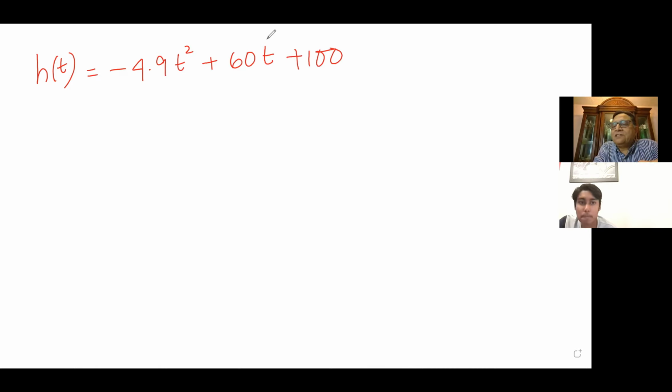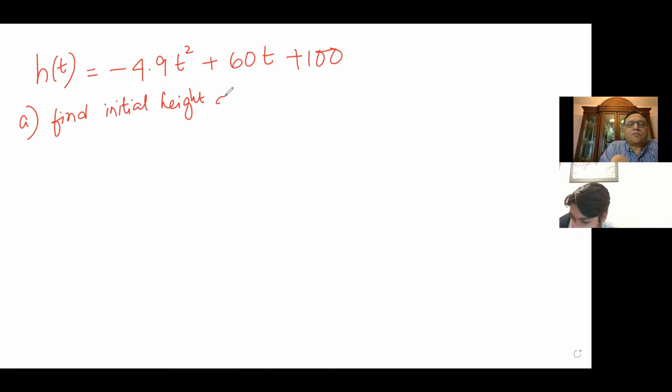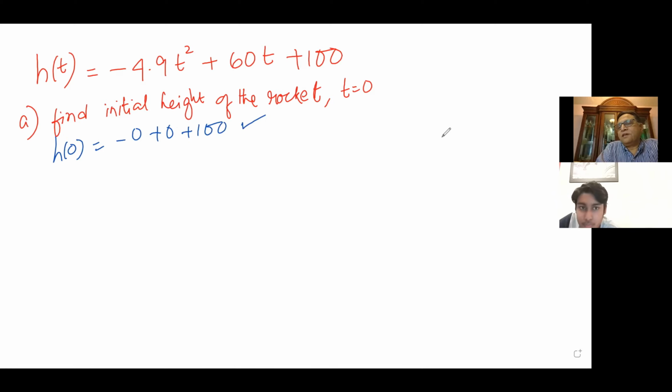Based on this equation, let's try to do some calculations. First part, find the initial height of the rocket. Initial means what? T equals 0, right? So if I substitute t equals 0 here, the height is going to be 100, because all these other terms are 0. So that confirms our equation. That is where we launched from, right?